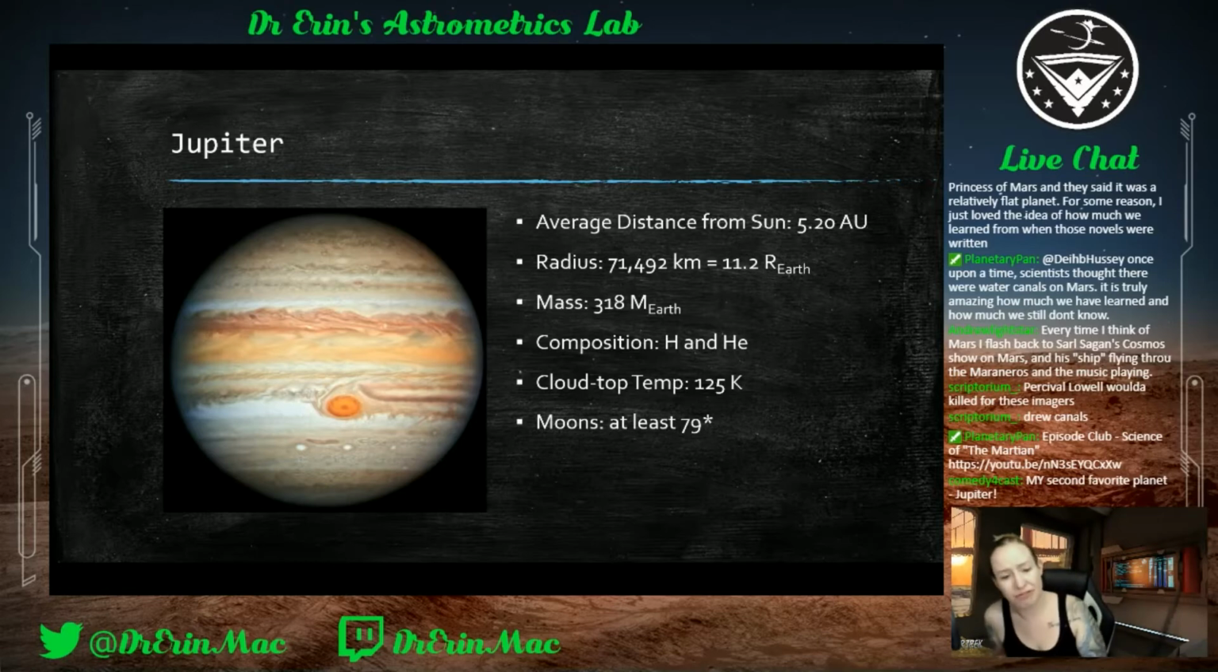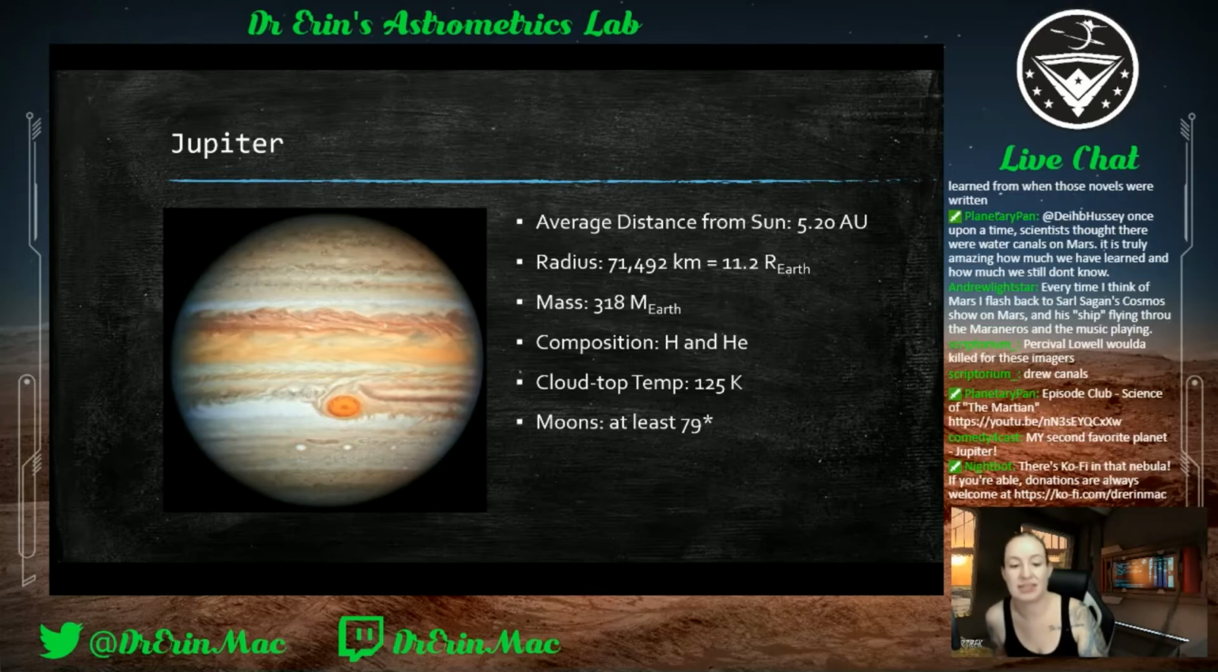But just a few facts about it first. It's just over 5 AU, so 5.2 AU. So 5 times the distance between the sun and the Earth. It's 11 times Earth's radius. It's over 300 times Earth's mass. It's hydrogen and helium. And the cloud top temperature is 125 degrees Kelvin.